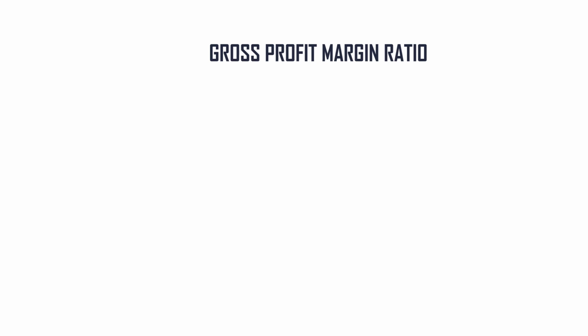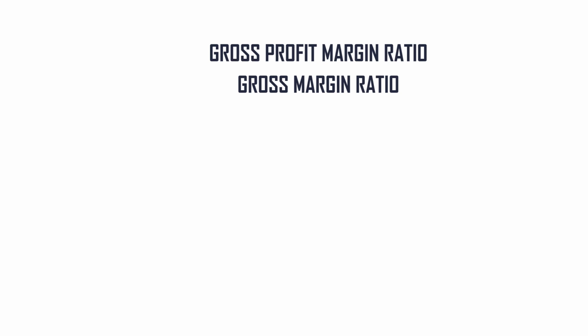The gross margin ratio, also known as the gross profit margin ratio, is a profitability ratio that compares the gross margin of a company to its revenue. It shows how much profit a company makes after paying off its cost of goods sold.